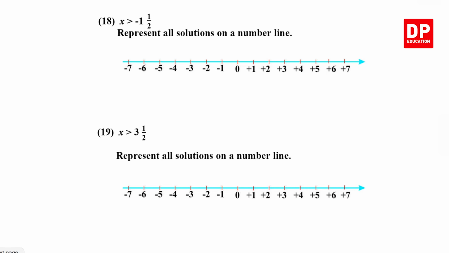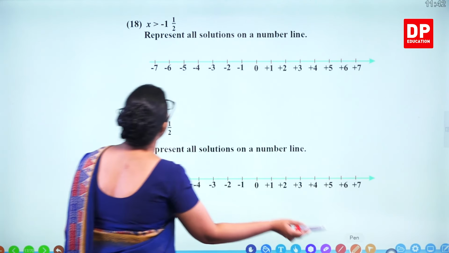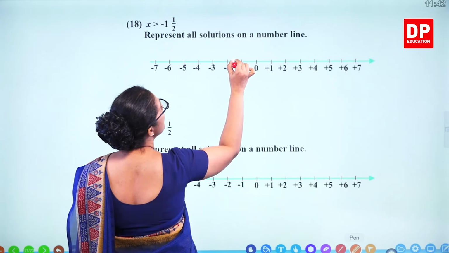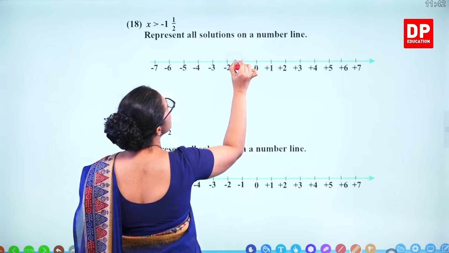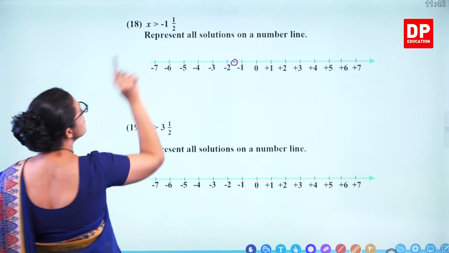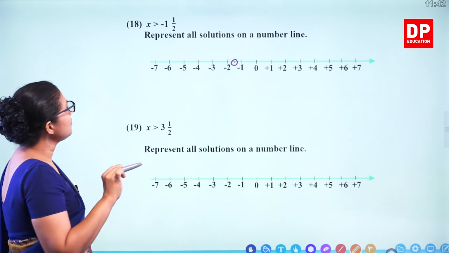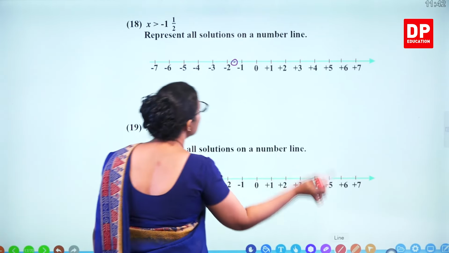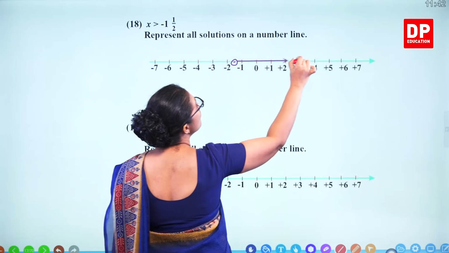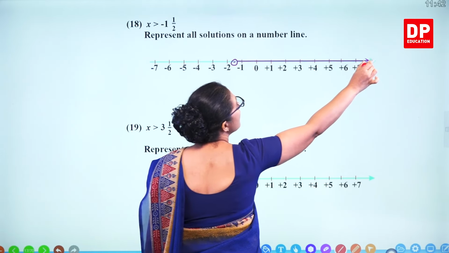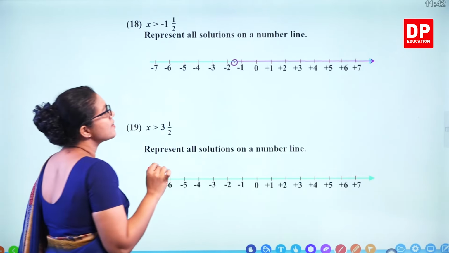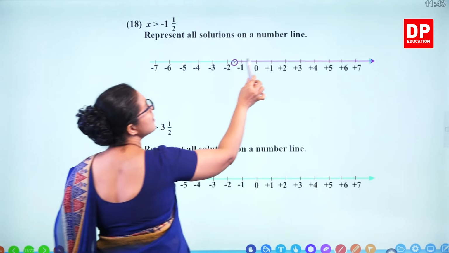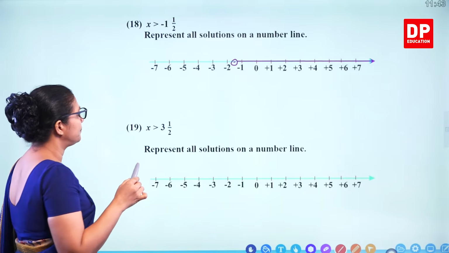x greater than minus 1.5. So what's the value? Minus 1.5. So it is in between minus 1 and minus 2. So this is an open circle because it's not equal. Greater means towards the right hand side. So we draw the arrow towards this side. So you can draw an arrow like this. So all numbers here satisfy this inequality.